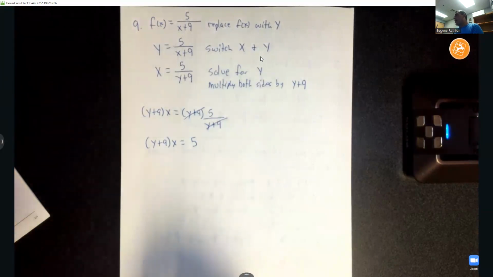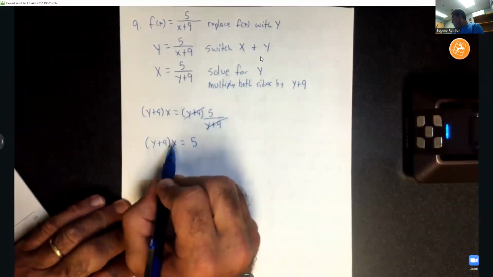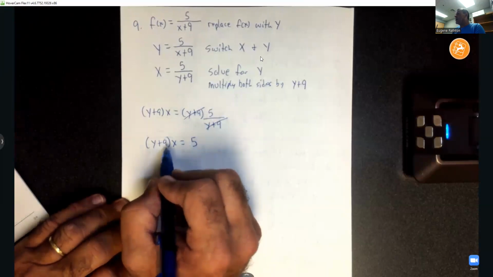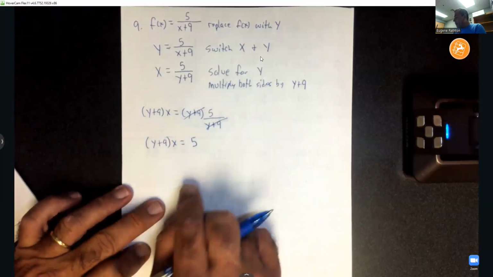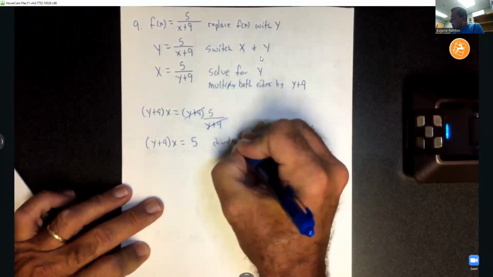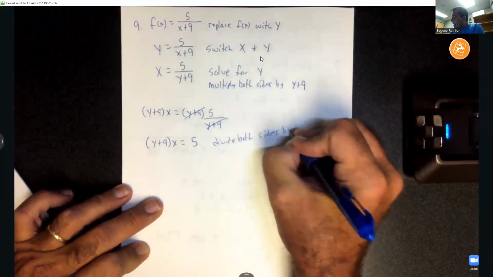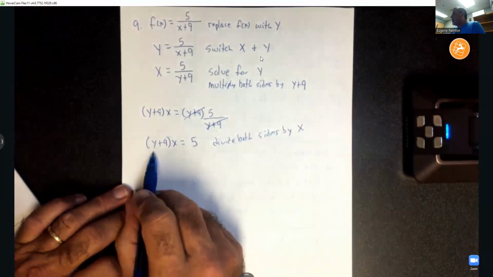Now, I'm going to tell you a trick. Most of the times, people want to distribute that x and get rid of parentheses, but that's doing too much for this. The easiest thing for this one now, divide both sides by the x, because the y is the variable I need to get over here by itself.